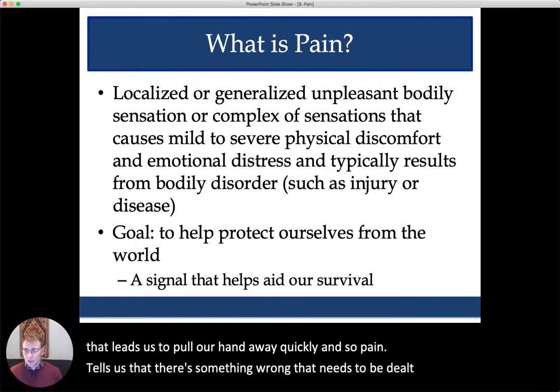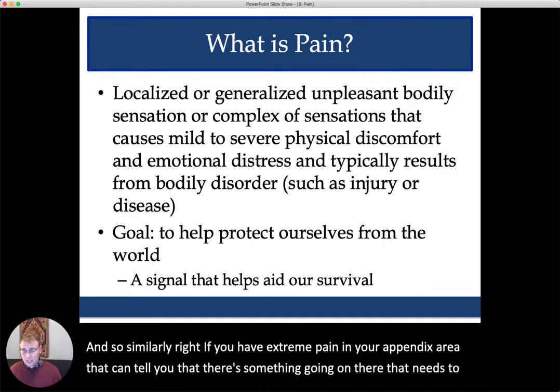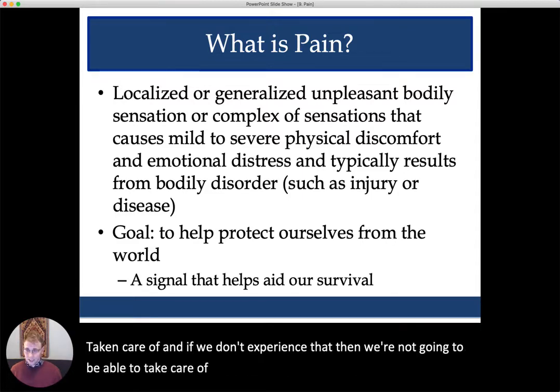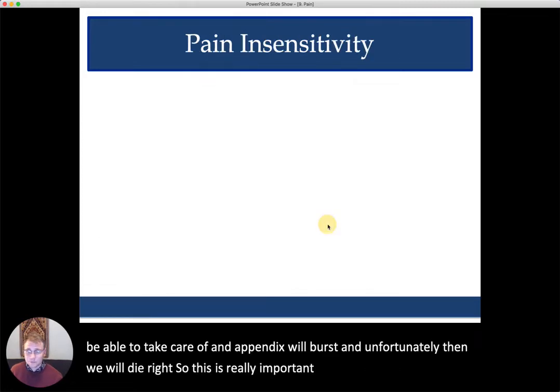Right? And so similarly, right, if you have extreme pain in your appendix area, that can tell you that there's something going on there that needs to be taken care of. And if we don't experience that, then we're not going to be able to take care of that, and the appendix will burst, and unfortunately then we will die, right? So this is a really important signal of pain.